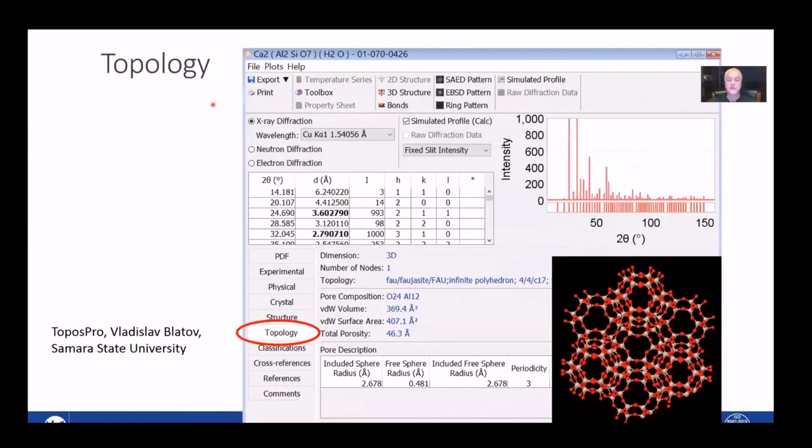We are including topology data in the database, particularly useful for porous materials, working with Vlad Blatov, Samara State University in Russia here, and using his program TOPOS Pro. So this is additional information, and it's also very useful for ICDD from an editorial point of view to help determine the correctness of crystal structures.